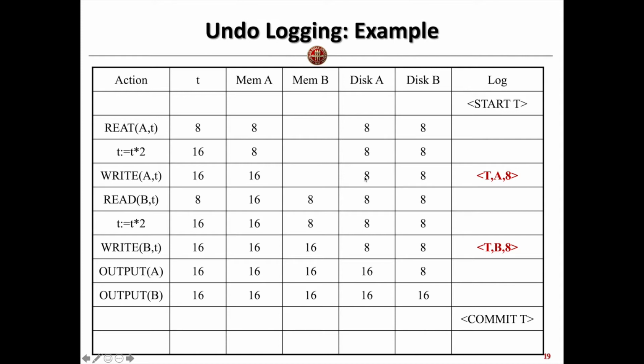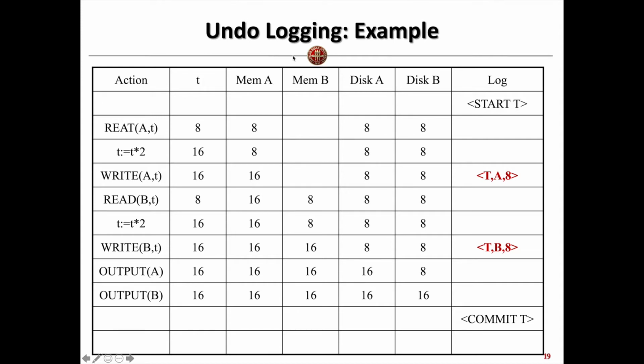According to the write-ahead logging rule, we have to add this entry before we write this 16 back to the disk. The entry we write here is T, A, 8. T is the transaction ID, very simple. A is a variable ID, for the element A. 8 is a value, which is very interesting. Currently, we have this A value to be 16, however, its old value is 8.